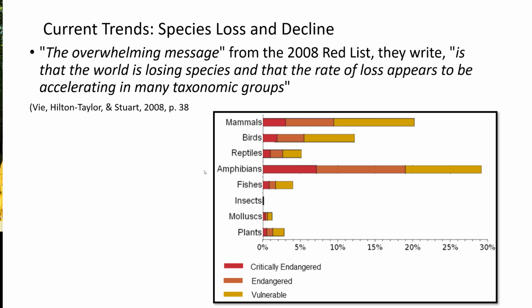ectotherms, and they rely on heat sources from the external environment, meaning they do not create heat from energy from the food that they eat. They need the environment to be a certain narrow range of temperatures. So because of that, they're very vulnerable to climate change.